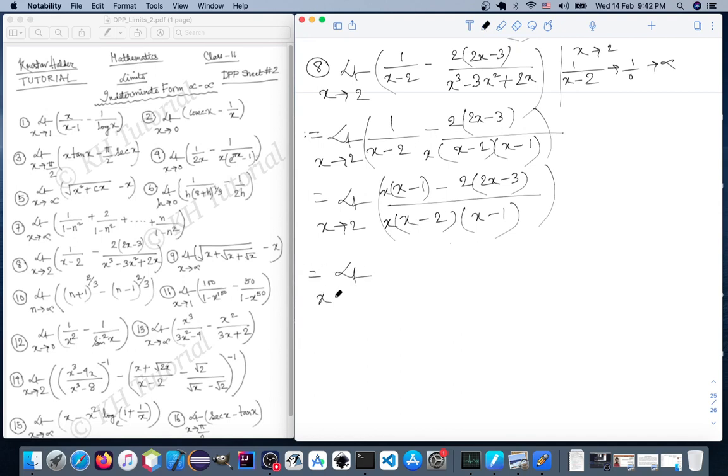Let me check if I did it right. (x minus 2)(x minus 1) x, x minus 1 minus, okay, so we have x square minus x minus 4x minus 5x plus 6. x square minus 5x plus 6.